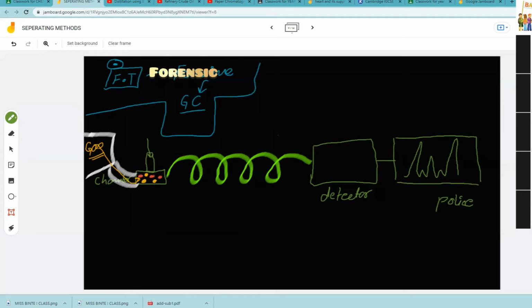Is this clear? Please show me thumbs up if this process is clear to you, all of you. I don't understand how from all of this they understand which guy is the thief. Okay, listen. First of all, the liquid which they collected from your table, they will test that one. And then they will see the samples of your classmates to compare.